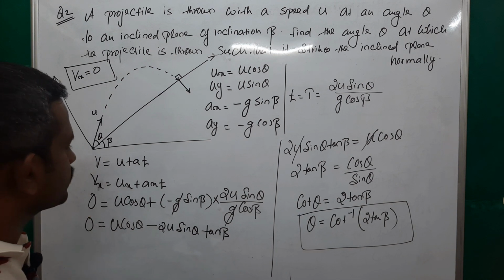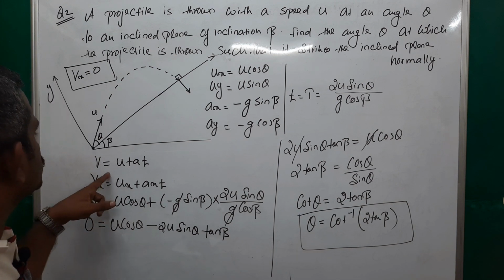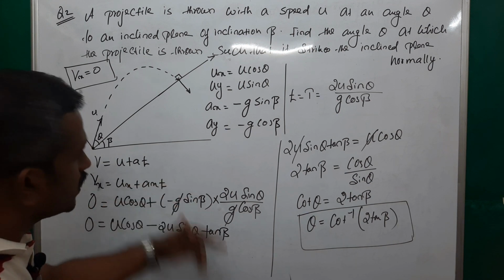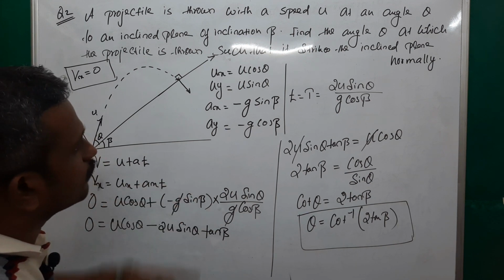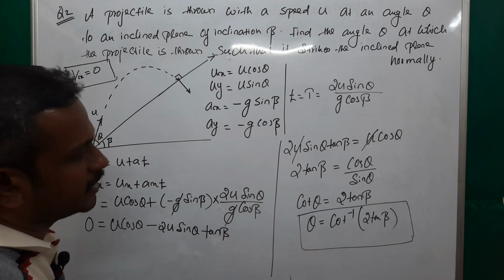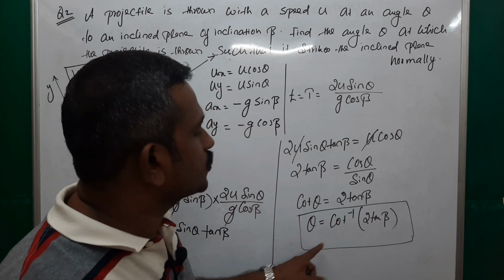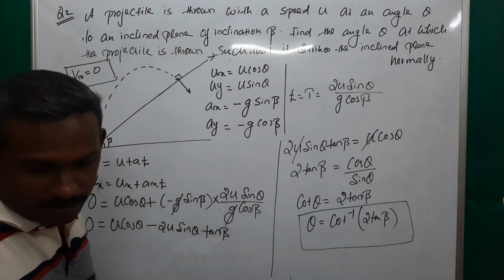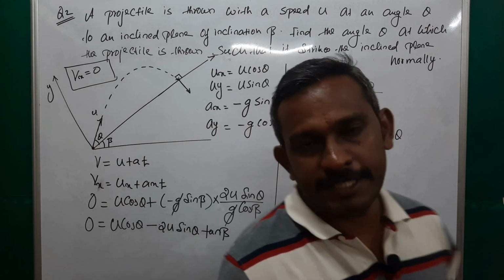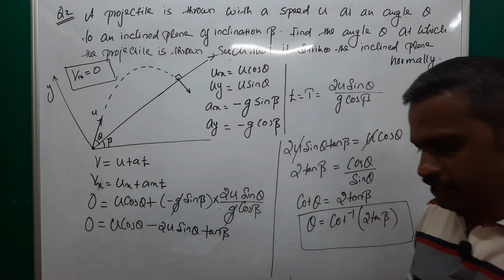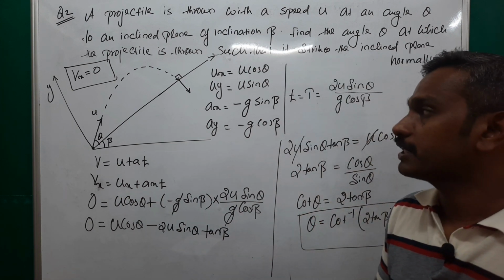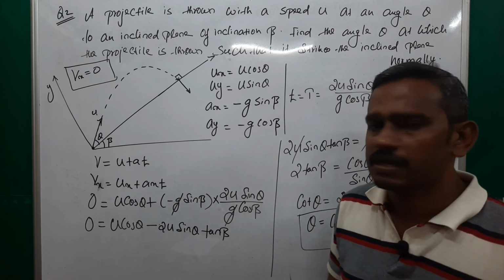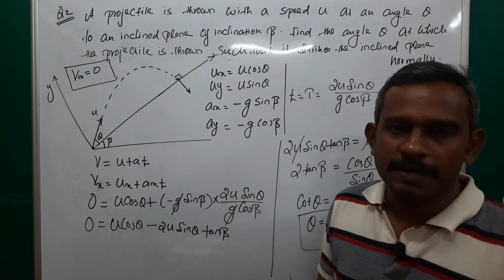That condition we are using. I am using the kinematic equation v is equal to u plus at, so Vx equals Ux plus Ax into t. Substituting all the values, and the time of flight, we derive theta is equal to cot inverse of 2 tan beta. This is the condition for the projectile to hit the inclined plane normally. These are the two sums we have solved in this section.